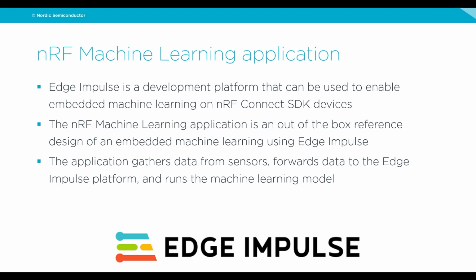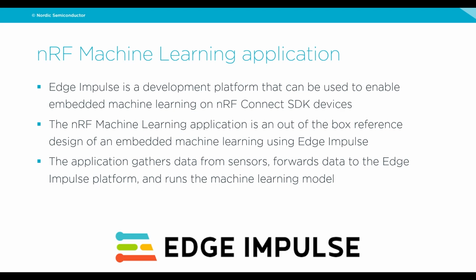Edge Impulse is a development platform that can be used to enable embedded machine learning on nRF Connect SDK devices. You can use this platform to collect data from sensors, train a machine learning model, and then deploy it to your Nordic Semiconductor device. In nRF Connect SDK 1.5, we introduced support for Edge Impulse machine learning models.